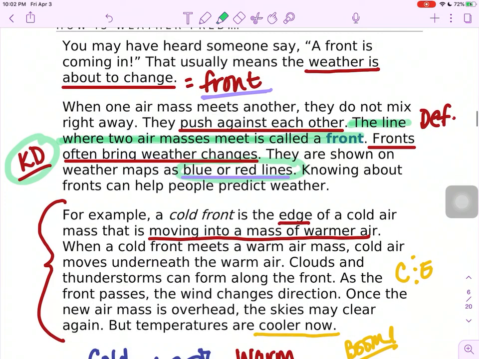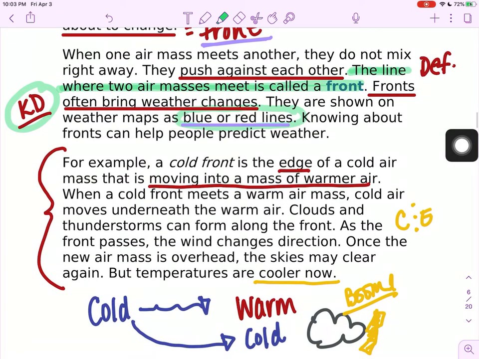For example, a cold front is the edge of a cold air mass that is moving into a mass of warmer air. When a cold front meets a warm air mass, cold air moves underneath the warm air. Clouds and thunderstorms can form along the front. As the front passes, the wind changes direction. Once the new air mass is overhead, the skies may clear again, but temperatures are cooler now.